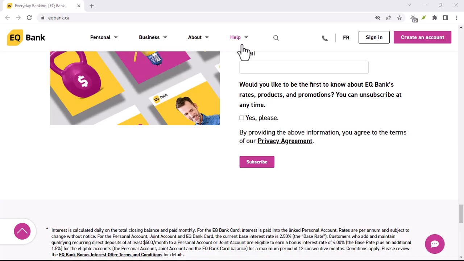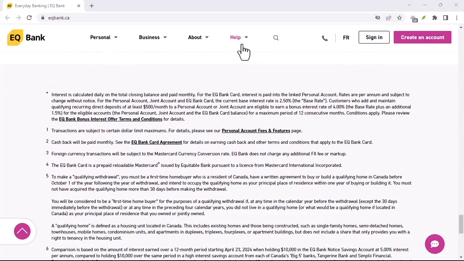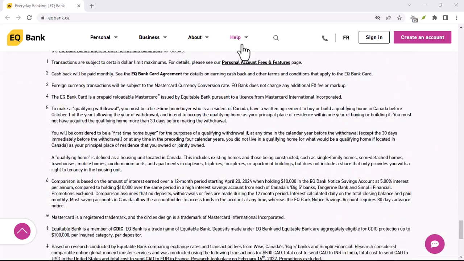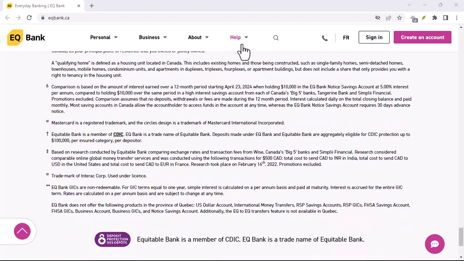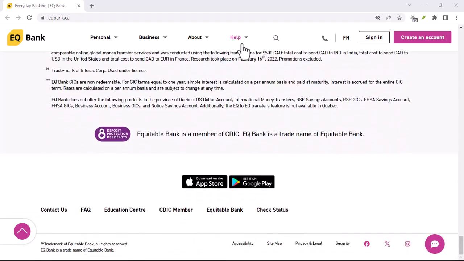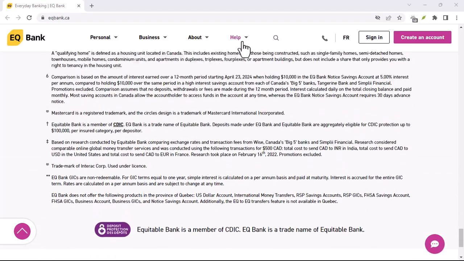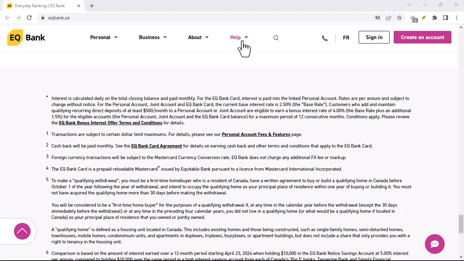Example 2. Let's say that you have $1,000 in your Equitable Bank savings account. The annualized interest rate is 2.5%. If you leave your money in the account for 2 years, you will earn $50.56 in interest.